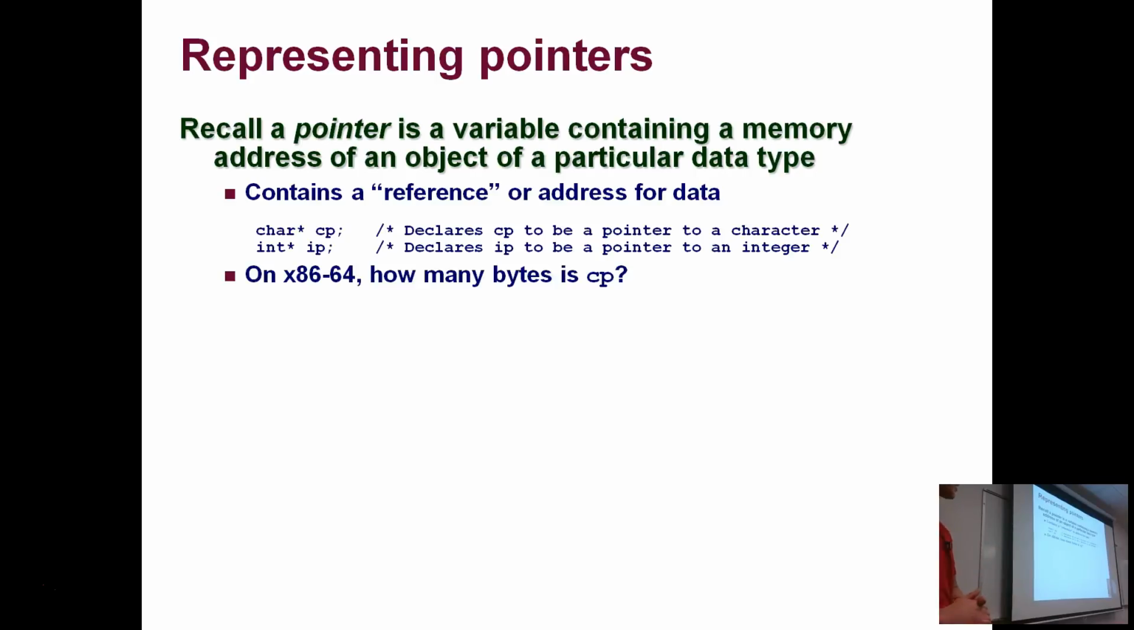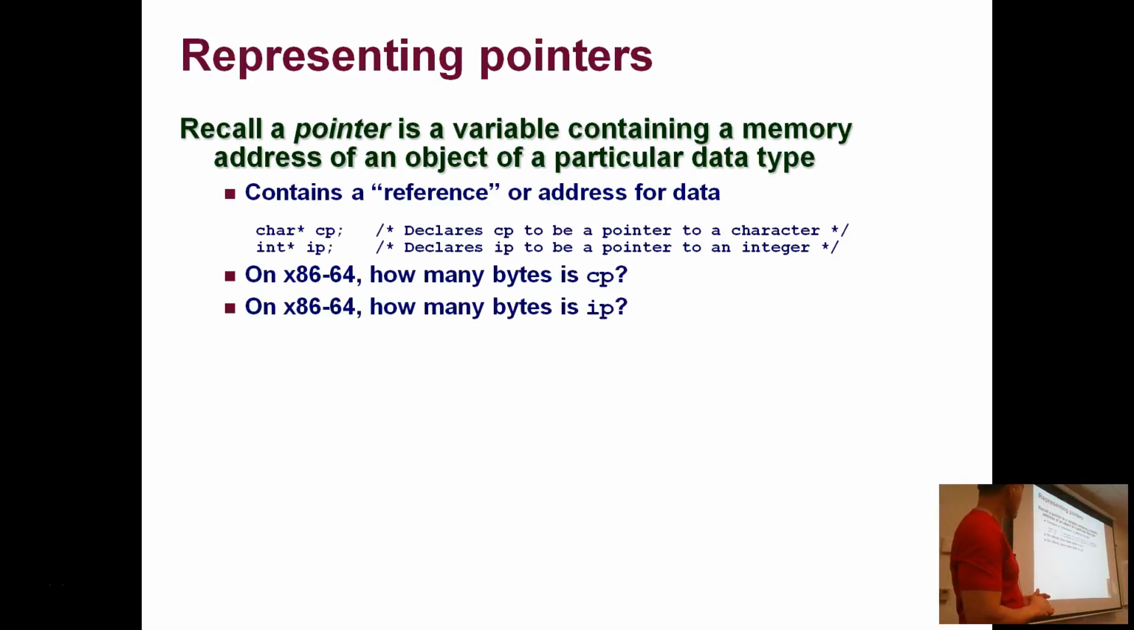So on x86-64, how many bytes is cp? Just yell it out. 8. 8 bytes because it's 64 bits. Divide 64 bits by the number of bits in a byte, which is 8. 64 divided by 8, so 8 bytes. On a 32-bit system, it's 4 bytes. So this is 8 bytes.